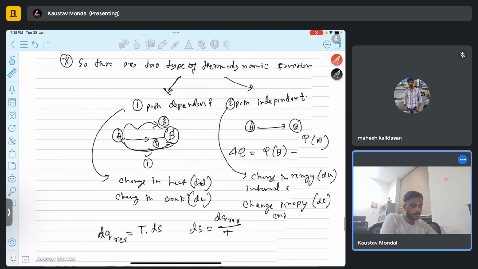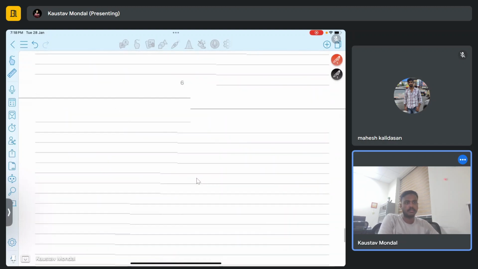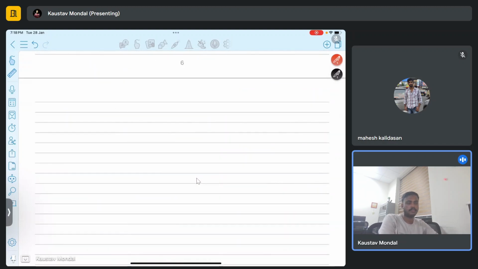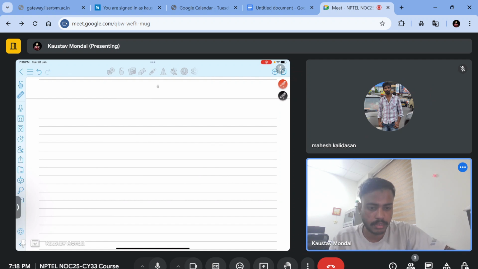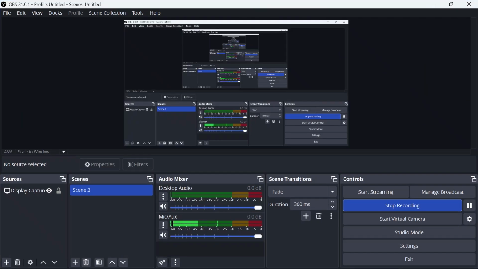Okay, so this is question 6. If you have any doubt you can ask, for example, how this exactness of differentiability is related with the path dependence. Anyway, if you have any question you can also ask. So this is question number 6, we have done it. Now we go to the next one.